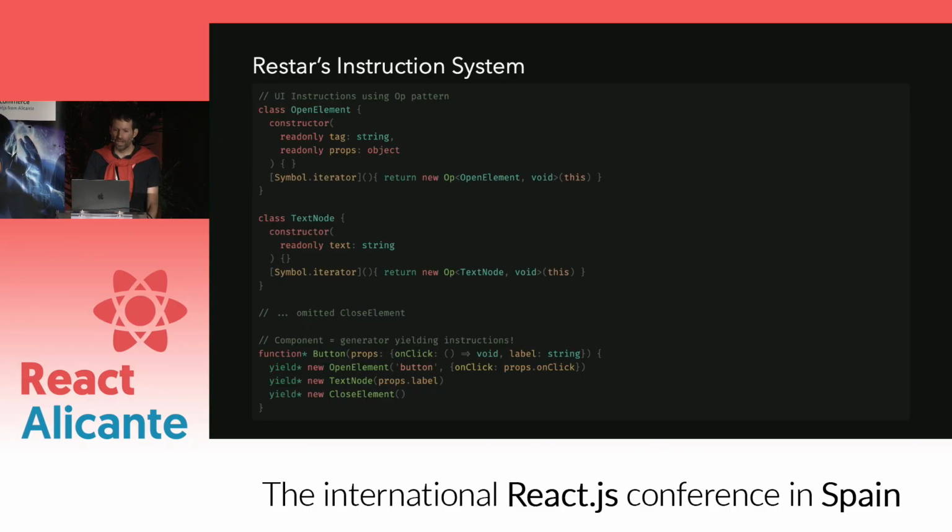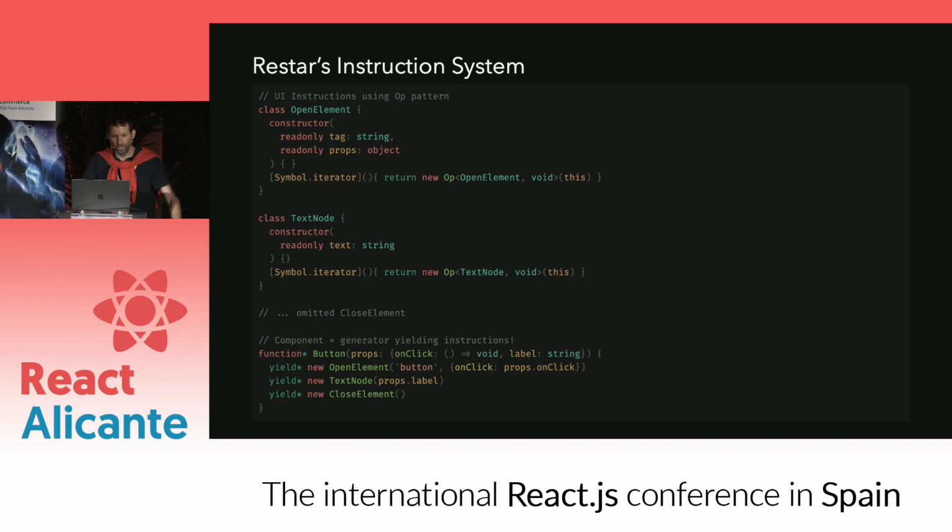Behind the scenes, Restar uses the same instruction system that we have seen before with the OP pattern, because Restar defines elements by yielding instructions. It yields an instruction to tell, please open an element with this type and these props, or please emit a text node, or please close the previous element. And they describe what to render, okay? Not the actual implementation of how to render. And then components are just generators that yield those instructions.